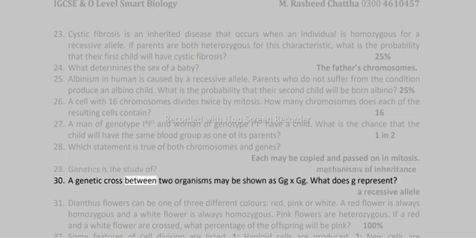30. A genetic cross between 2 organisms may be shown as GG × GG. What does G represent? A recessive allele.